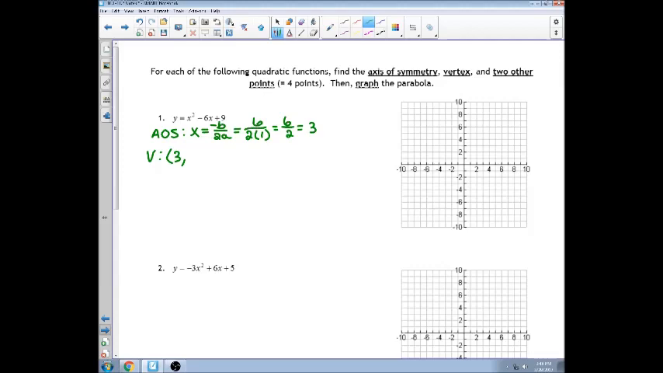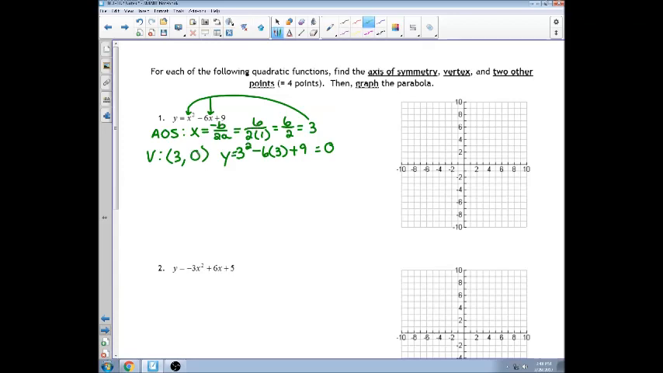Now I have to use my 3, plug it back in for all of the x's. So I will do that with 3 squared minus 6 times 3 plus 9. This will be what our y equals. Type that straight through in our calculator. We'll come to find out that our y would be 0. So my vertex is going to be 3, comma 0.